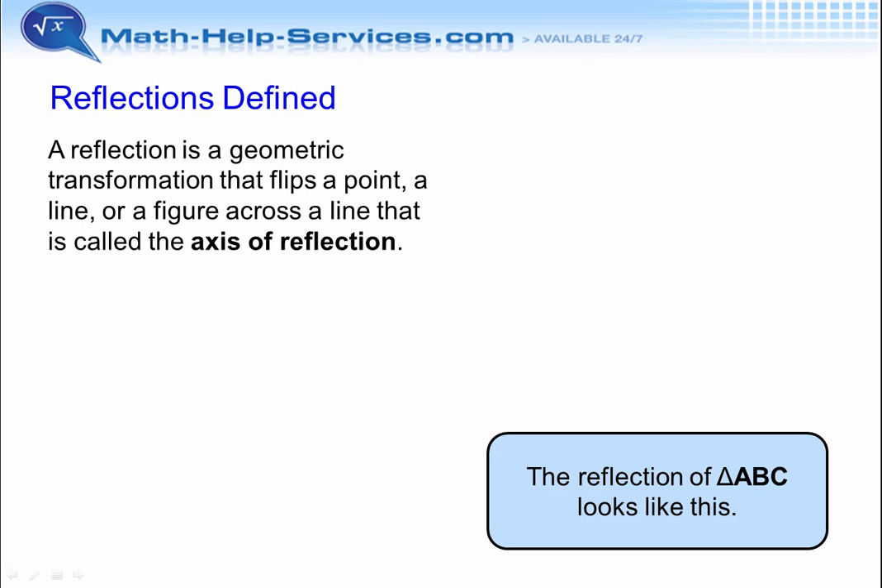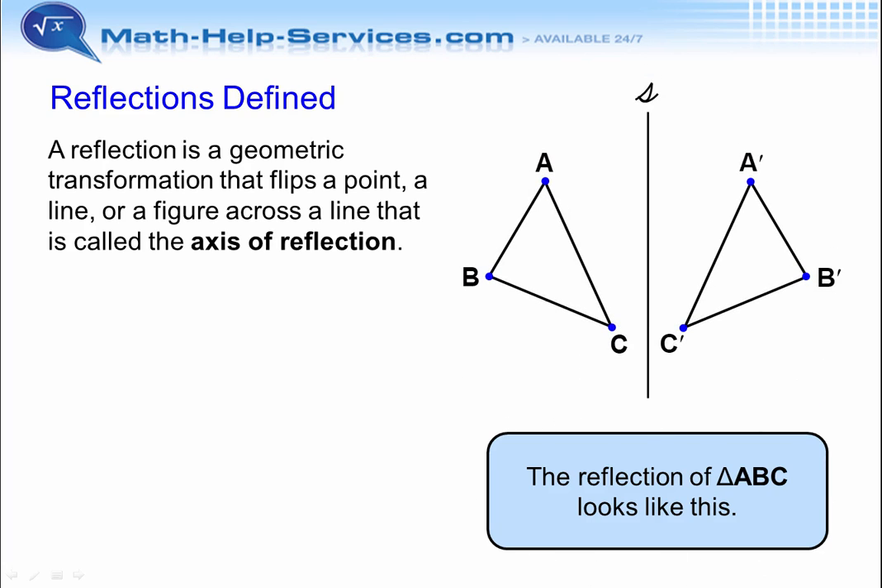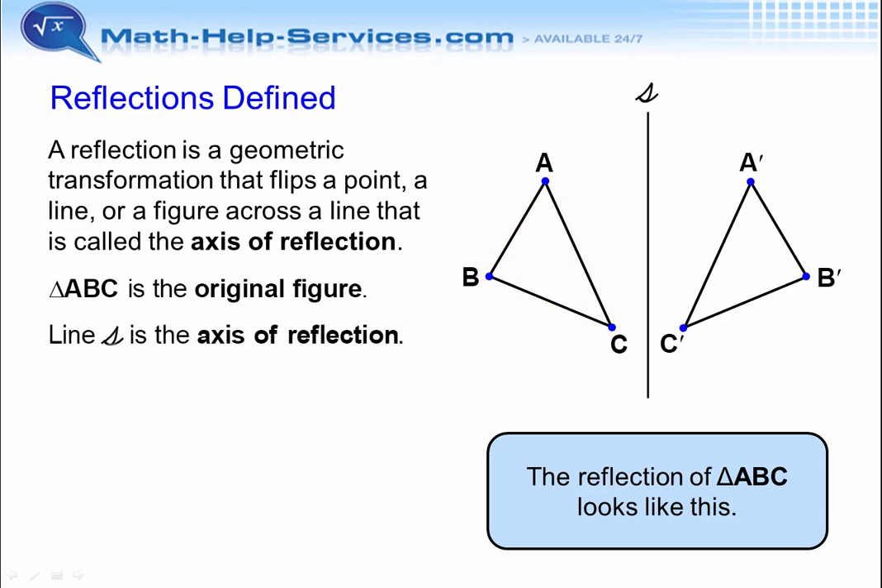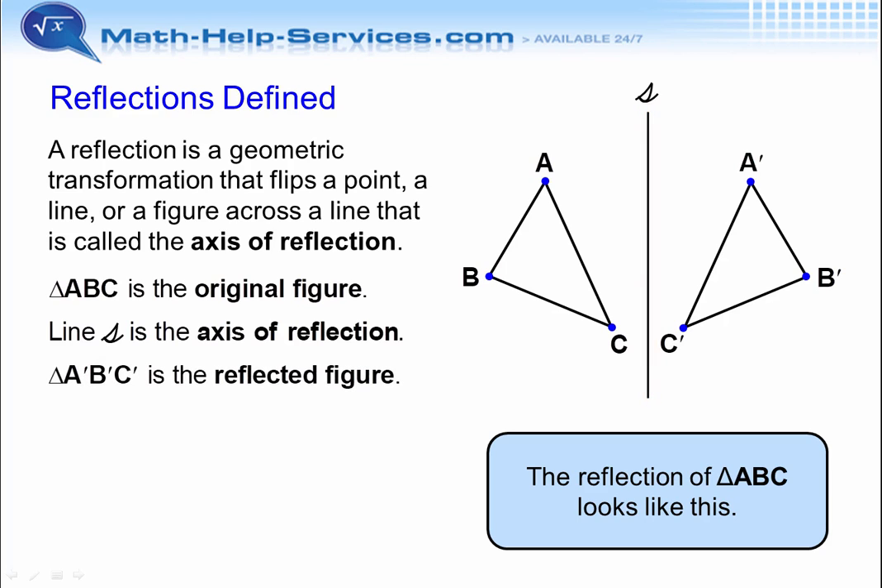The reflection of triangle ABC looks like this. Triangle A', B', C'. Triangle ABC is the original figure. Line S is the axis of reflection. And triangle A', B', C' is the reflected figure.